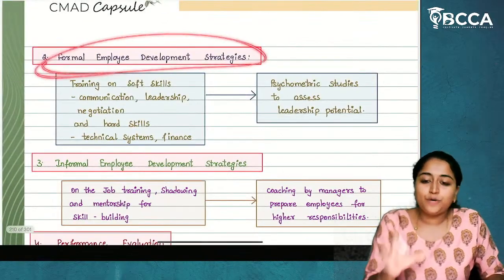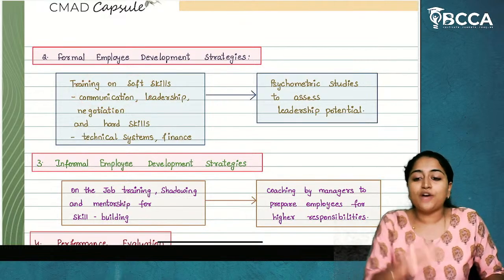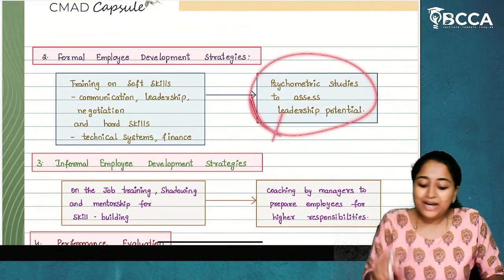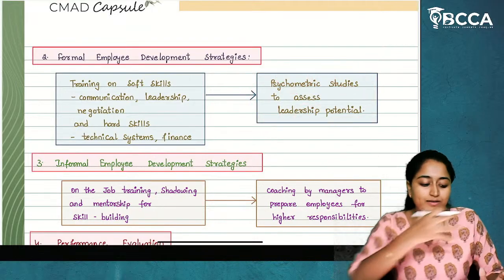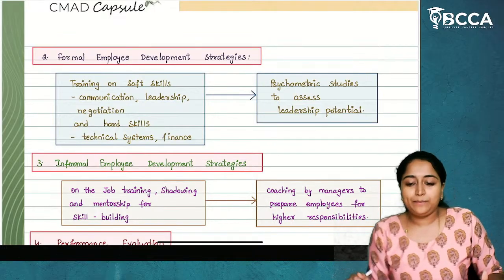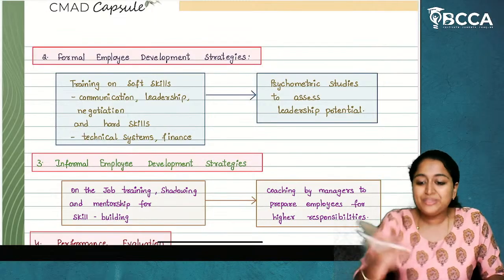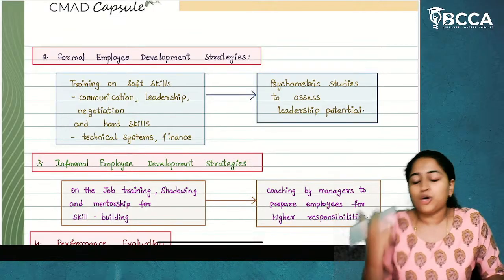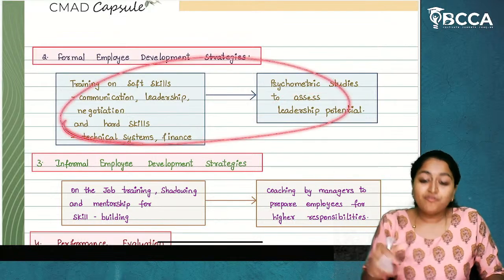And formal employee development. Now what is called formal employee development? It means training in soft skills and hard skills. Within the organization, the training will be given. And psychometric studies to assess the leadership potential, which means the managers will try to give a responsibility to the employees. Now you will be under him, which means he will assist you in all the work, and indirectly they are assigning you a responsibility. So here you are getting leadership potential. That is called formal development.